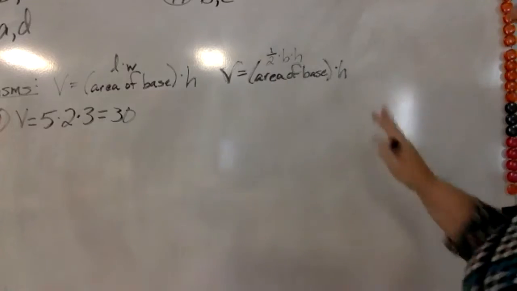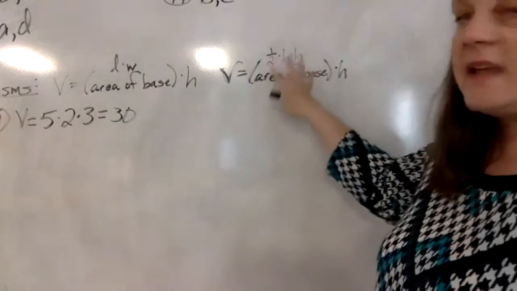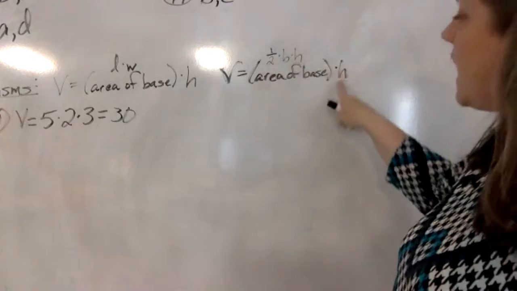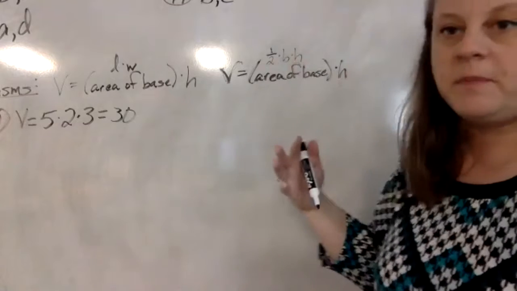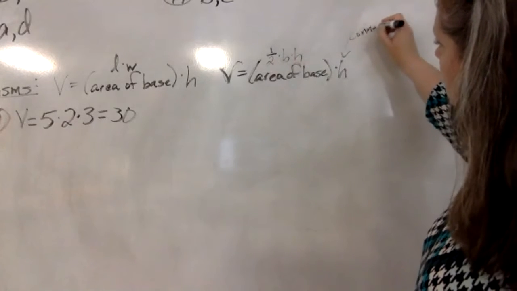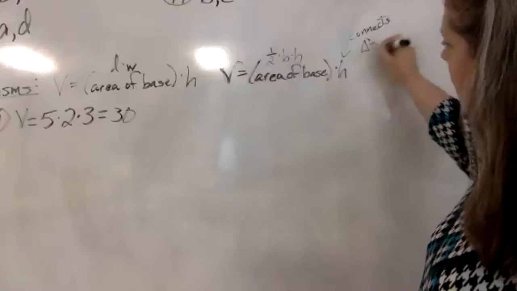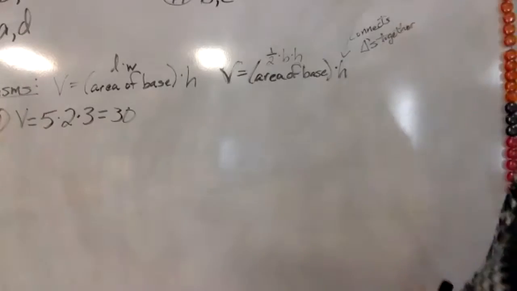Okay, so our base on this one is a triangle. So to find my volume, I take the area of the triangle, 1/2 times base times height, times this height, which is the height of the prism. The height of the prism connects the bases together. So in this case, it connects the triangles together. That's how you figure out which height you're talking about.